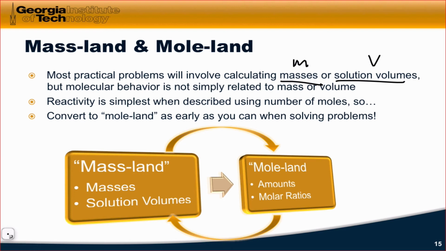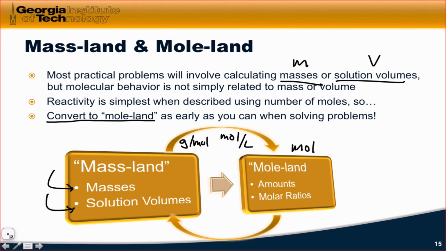It's simplest to understand and work with reactions when we use number of moles and amount of substance. And so my advice to you when you're doing stoichiometry problems is to convert to what I call mole land as early as you can when solving problems. If you're in mass or laboratory land, if a problem gives you masses or solution volumes, use molar mass or molarity to convert from mass land to mole land as quickly as you can.